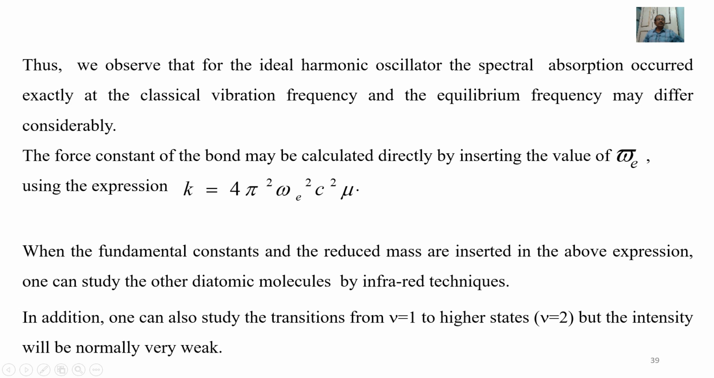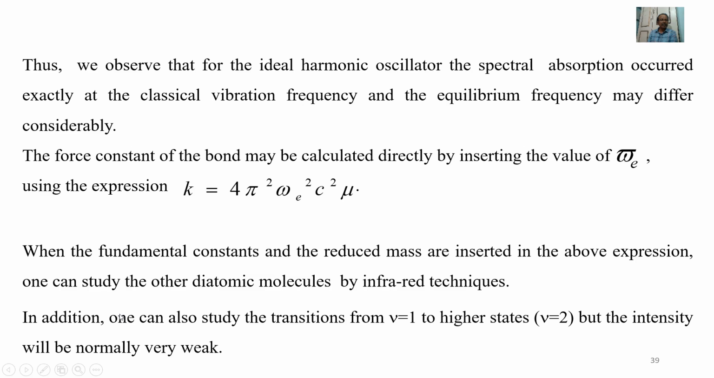Thus, we observe that for the ideal harmonic oscillator, the spectral absorption occurred exactly at the classical vibration frequency, and the equilibrium frequency may differ considerably. The force constant of the bond may be calculated directly by inserting the value of omega here. So in this expression, we can get k if we know mu, the reduced mass of the system, and the value of omega_e. One can get the value for the force constant of the bond. When the fundamental constants and the reduced mass are inserted in the above expression, one can study the other diatomic molecules by infrared techniques.